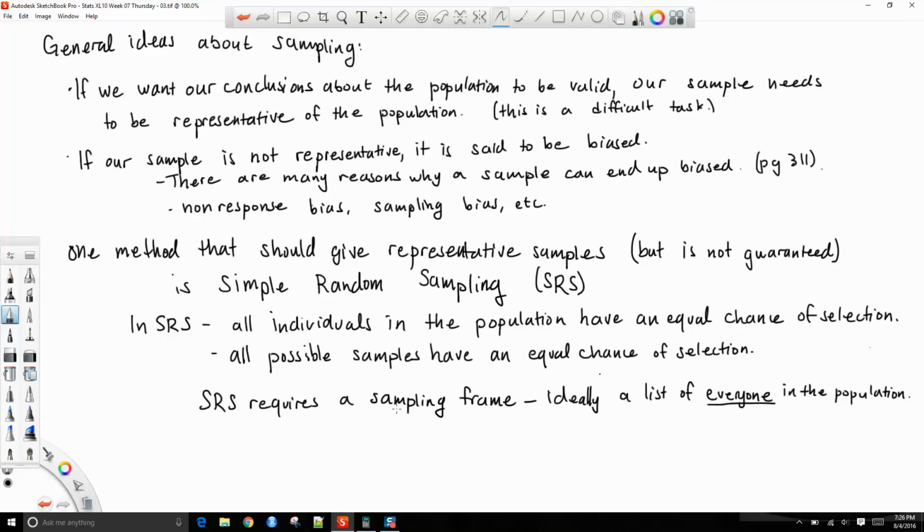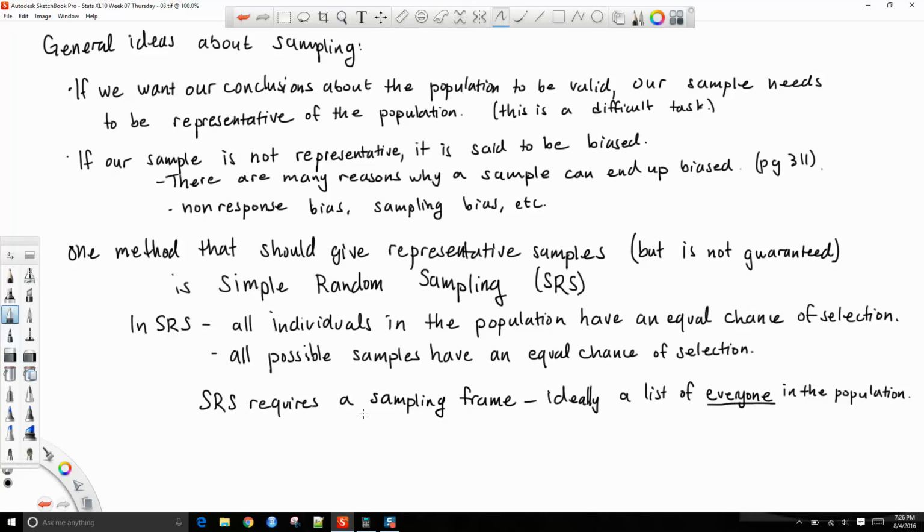Now this is the hard part in simple random sampling: getting the sampling frame. If I said, do a simple random sample of the people in Los Angeles, you would first need a sampling frame, which would be a list of everyone in Los Angeles. And this is a nearly impossible task to do, okay? There's no single agency that monitors who comes in and out of the city, okay?